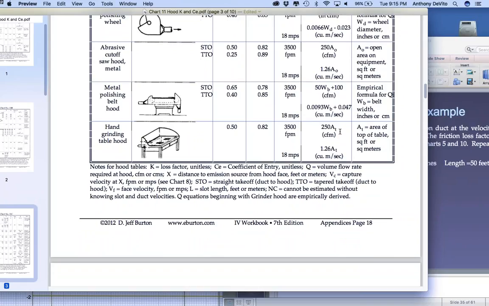So the number of cubic feet per minute, for this particular hood, is going to be 250 times the area of the table squared. Is that right? You don't always design these factors. Area of the table, I would say that probably means. So what's the area of the table? 2 feet by 6 feet. 6 by 2, so that's 12. 12 times 250 is how much?